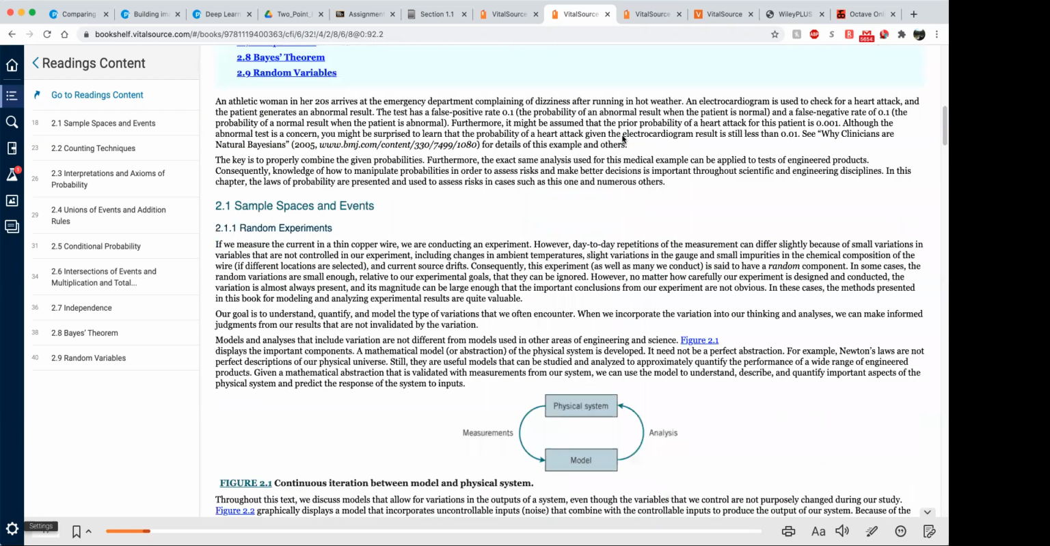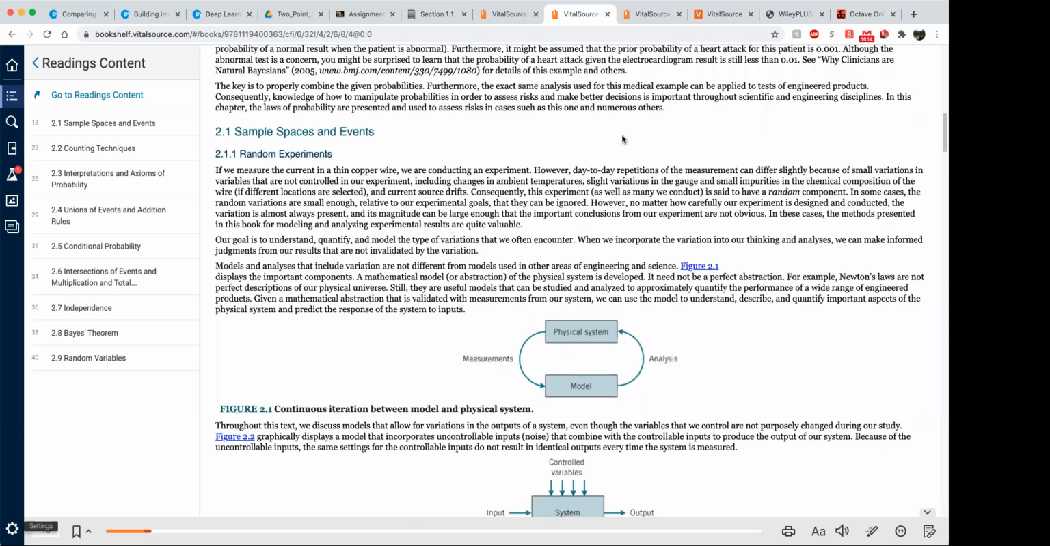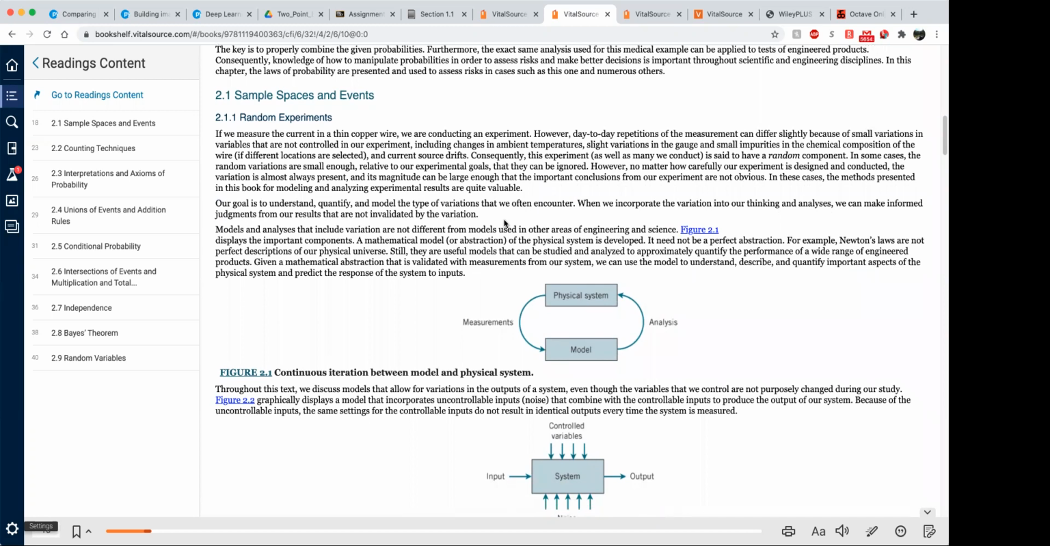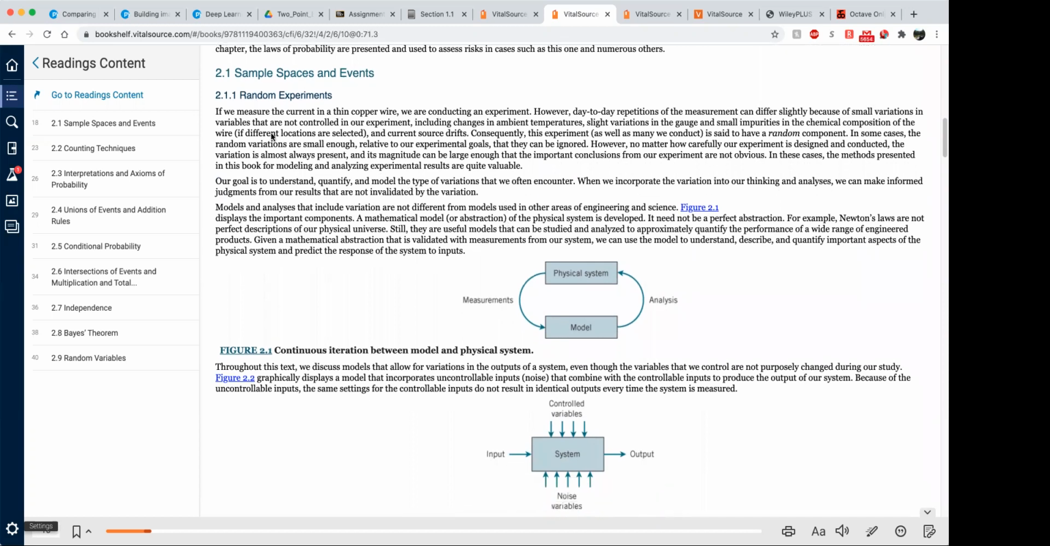Okay, so here's 2.1. Section 2.1 introduces the sample space and events. So what's a sample space and an event? To understand that, let's see the examples. Let's read the first paragraph in 2.1.